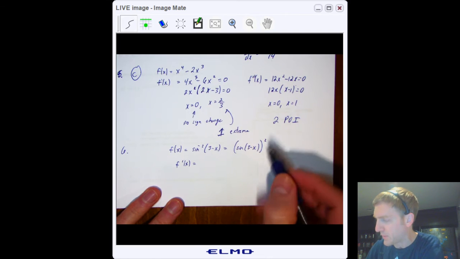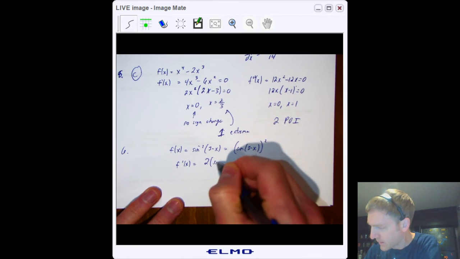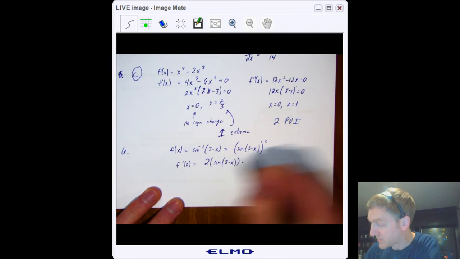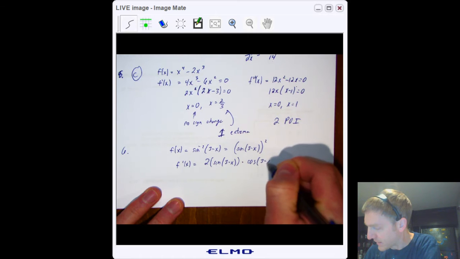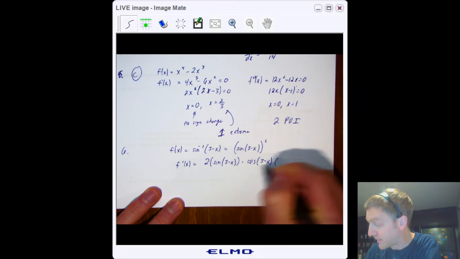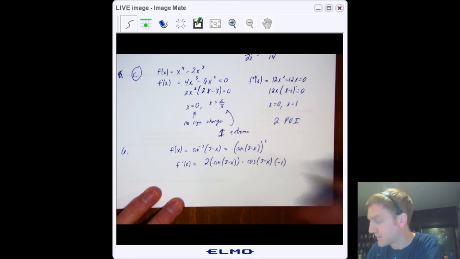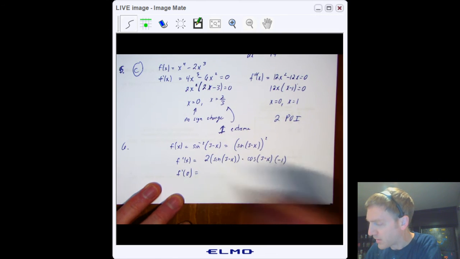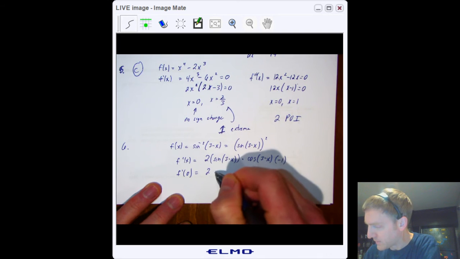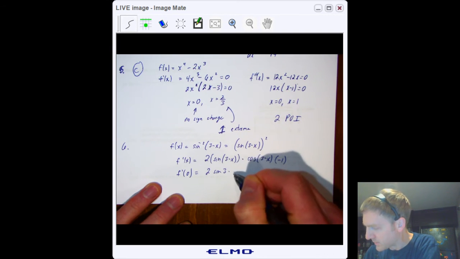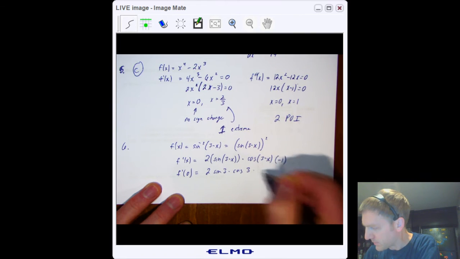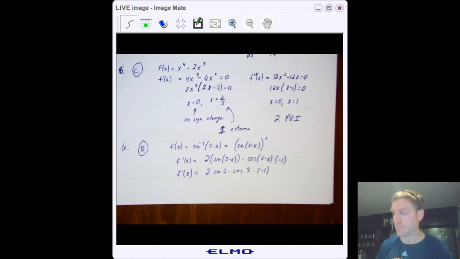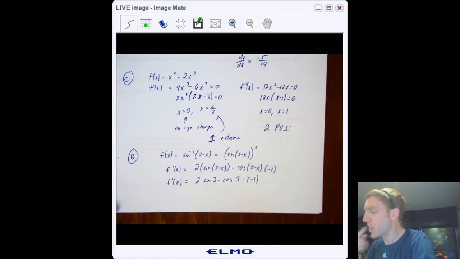You bring down the 2, right? Inside stays the same. Now, times the derivative of the inside. Derivative of sine is cosine of 3 minus x, and then times the derivative of the inside again, right? 3 minus x is my inside function. The derivative of that is negative 1. Okay, and now I will plug in 0, so I'm going to get 2 times the sine of 3 times the cosine of 3 times negative 1, and that ends up being answer B. Okay, so you had to remember the chain rule for that one.